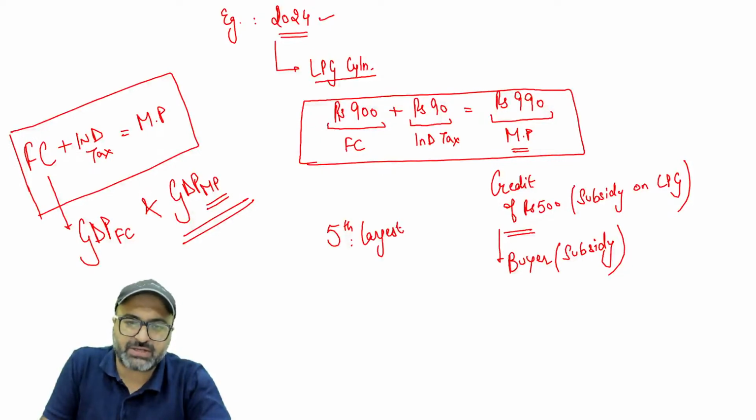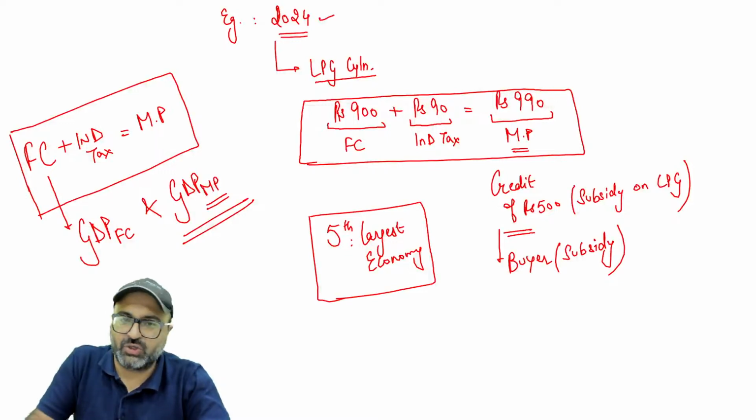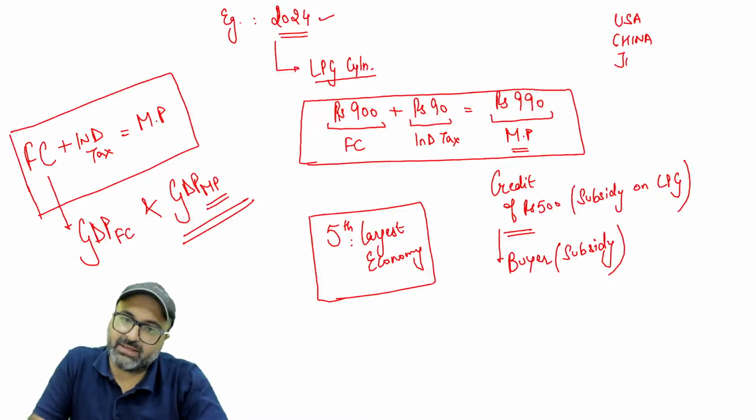Remember that right now, India is the fifth largest economy in the world. And this calculation is done on the basis of GDP only. Before India, we have the US on the top, then China, then Japan, then Germany, and then India.